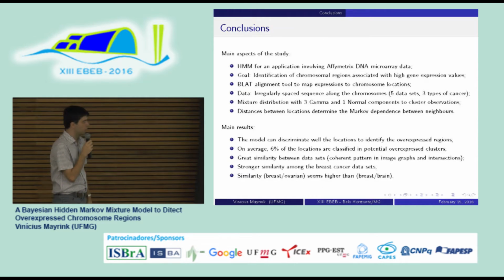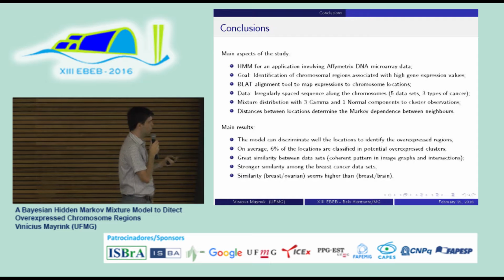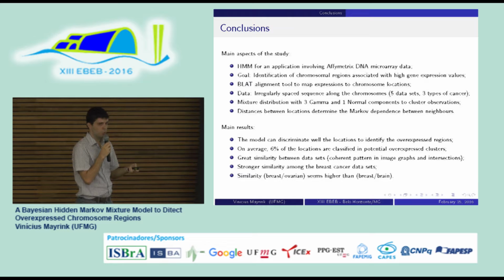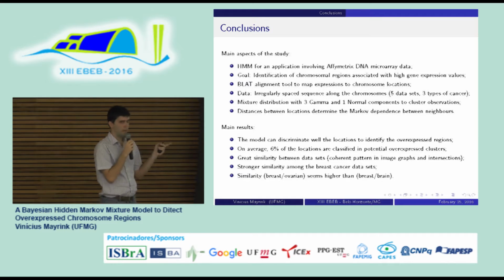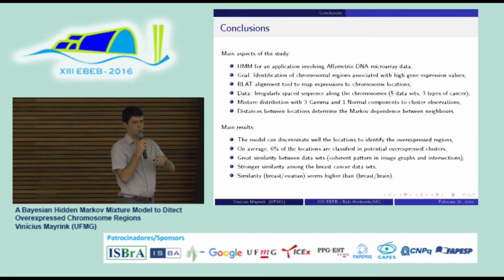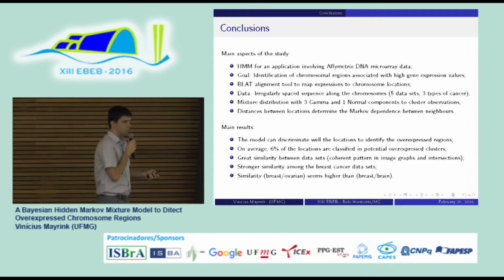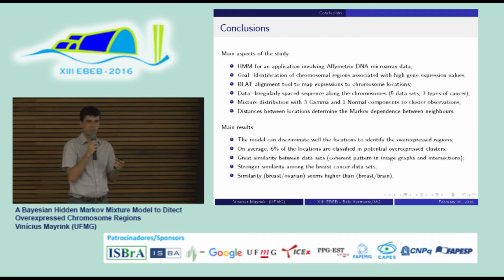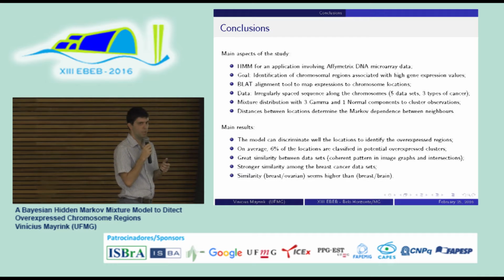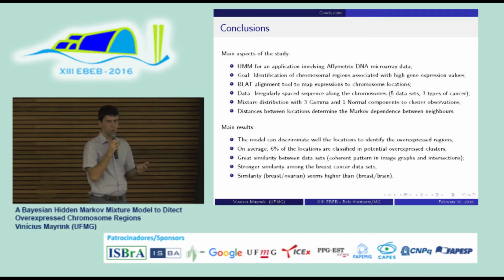So the conclusions. The main aspects of this study: we use the hidden Markov model in this application involving Affymetrix DNA microarray data. Our goal is the identification of chromosome regions. In order to do that, we use BLAT to align the probe sequences from the array to the human genome. And our data is irregularly spaced. We have distances between consecutive observations, so we use that information to define the Markov dependence, whether there is some dependence or not between consecutive values.